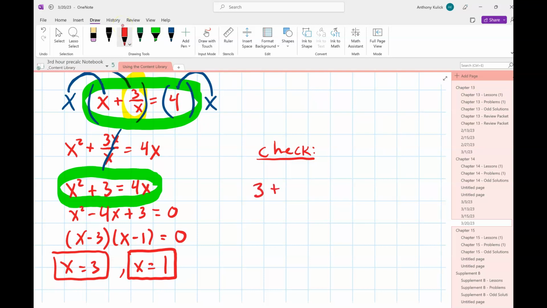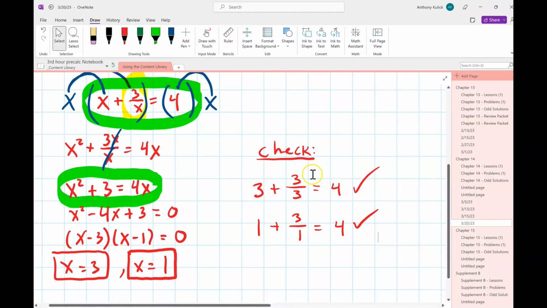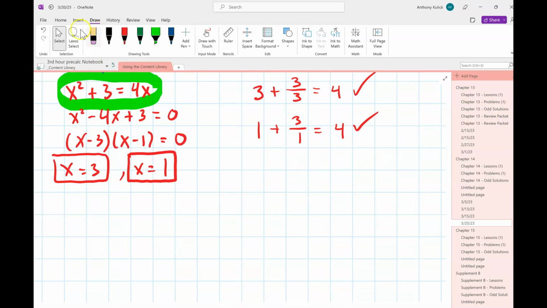So all I'm going to do is plug 3 in for x. When I do that, I get 3 plus 3 over 3 is equal to 4. That's true. And when I do it with 1, I get 1 plus 3 over 1 is equal to 4. That works. Both of these are correct. Let's try another.